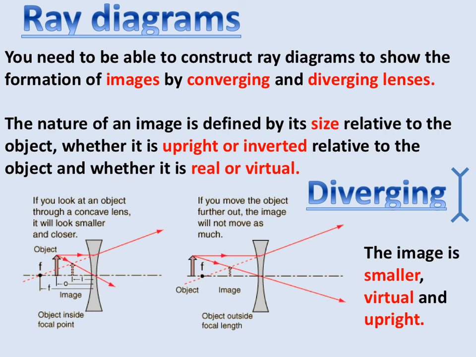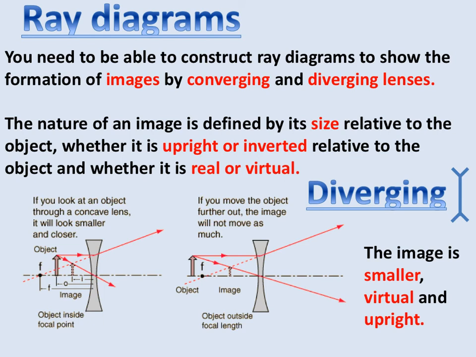If it's in the opposite direction to the original object, it's considered to be inverted. When you look at whether or not the image is real or virtual, you need to decide on which side of the lens it's formed, and whether or not you could project that image onto a screen. Real images are formed where real rays cross, and the object can then be projected onto the screen. Virtual images form where the imaginary rays cross, and that image cannot be projected onto a screen.